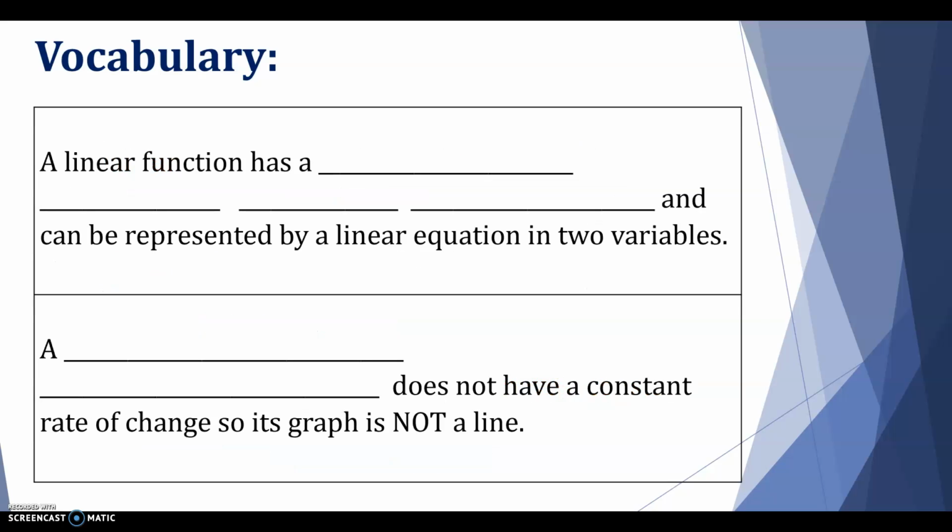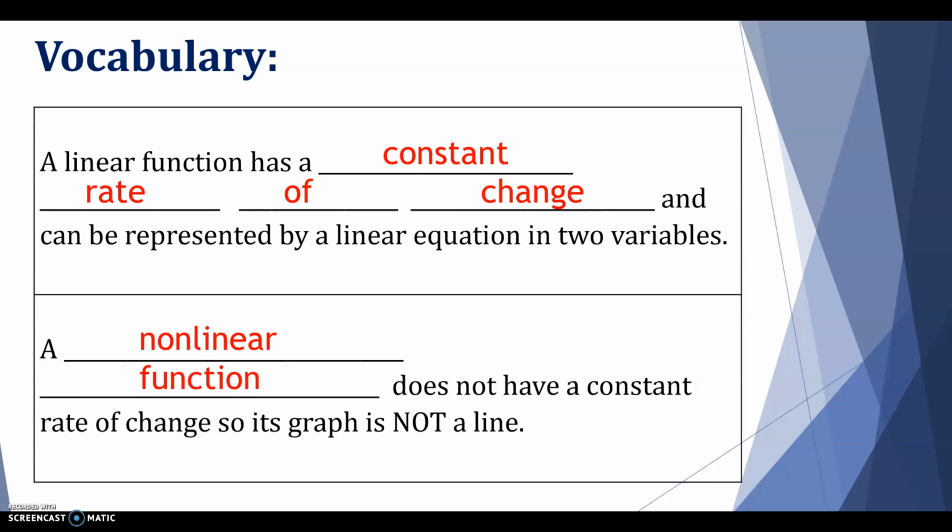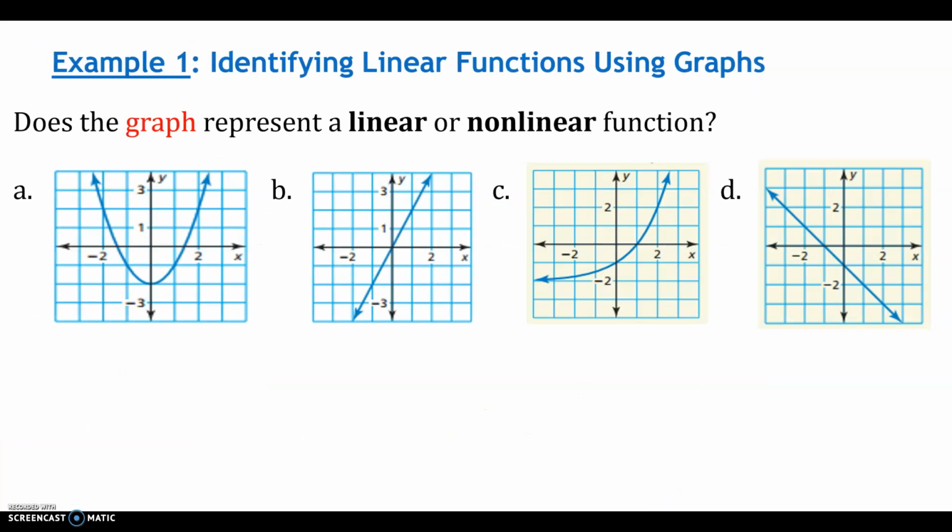Some more vocab. A linear function has a constant rate of change. That's also going to be referred to as slope, which is going to be the next review lesson tomorrow. Now, a non-linear function does not have this constant rate of change, so therefore it is not a line. It would be a curved line. Now you're going to see some graphs. You need to identify, does the graph represent a linear or non-linear function?